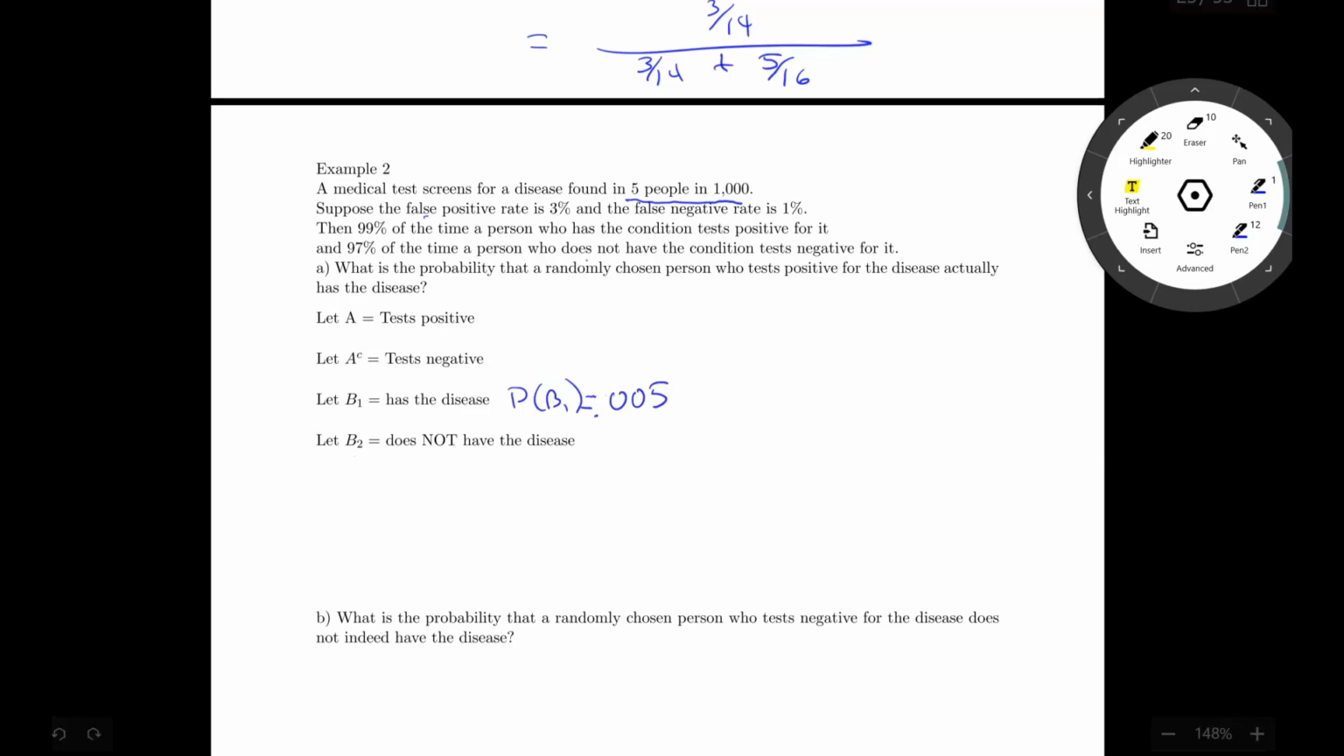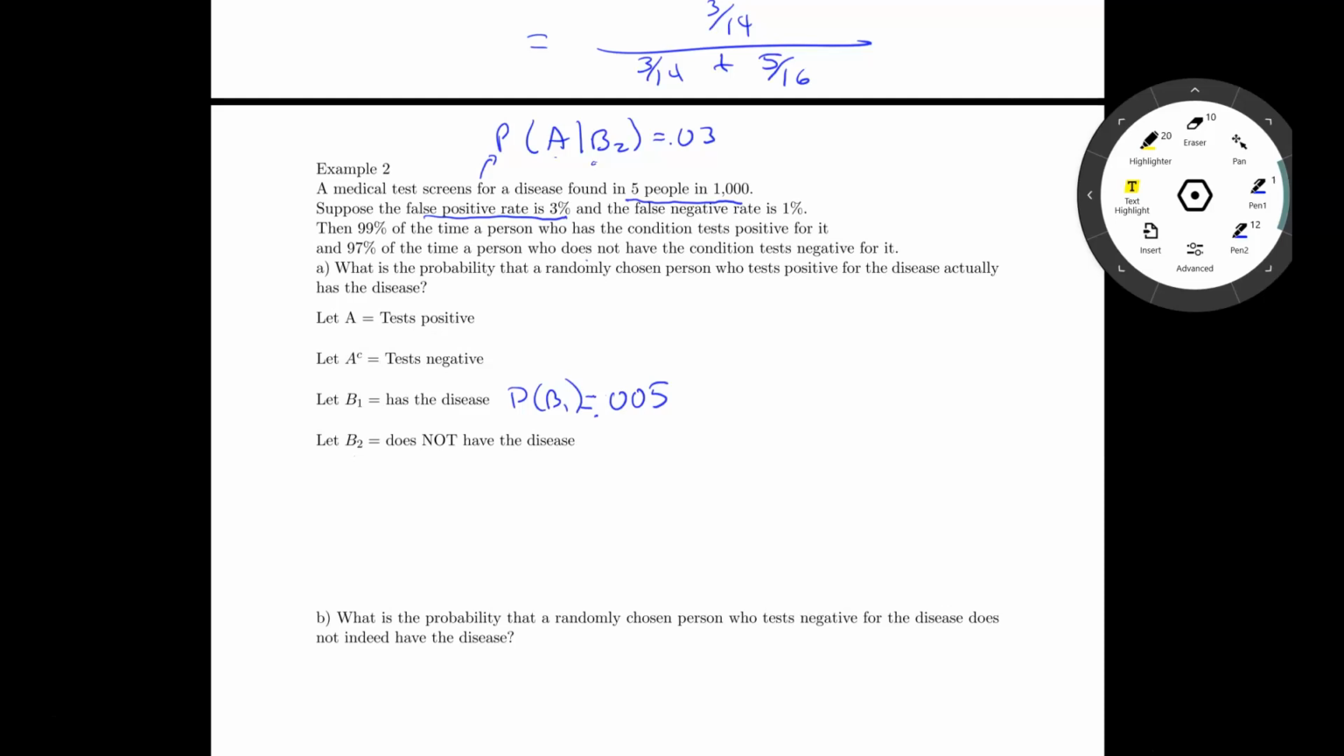So the false positive rate. So what does false positive mean? So false positive, let me just put it up here. That means that you don't have the disease, yet you tested positive. So that's 0.03, right? You don't have the disease, yet you tested positive.